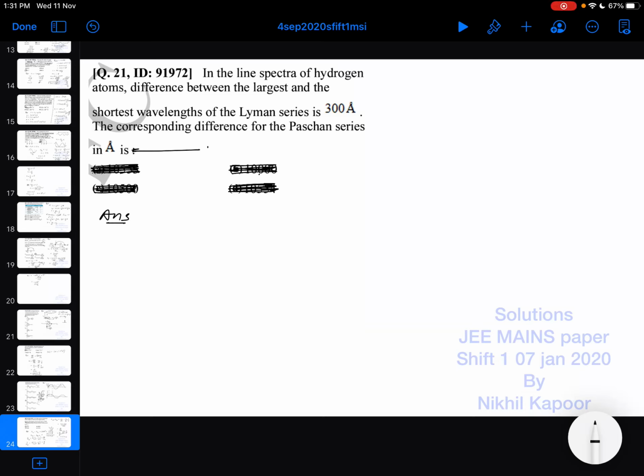Let's start with the 21st example. They said in the line spectrum of hydrogen atom, the difference between the largest wavelength of Lyman series and the shortest wavelength for Lyman series comes out to be 300 angstrom. Now we need to find the difference between the largest wavelength in Paschen series and the shortest wavelength in Paschen series.